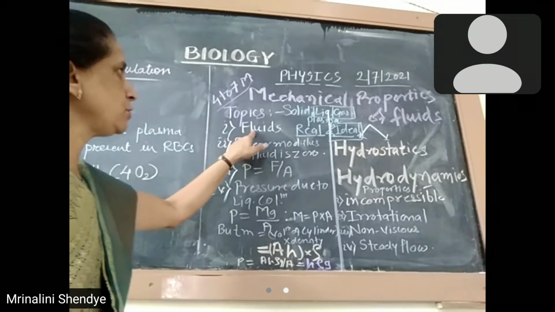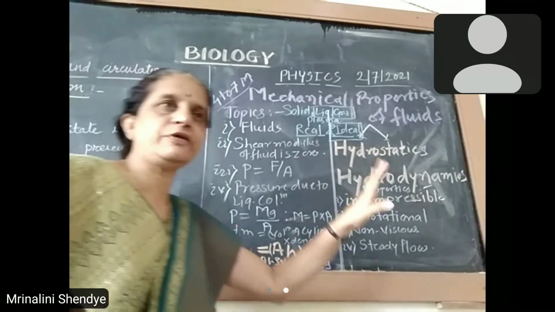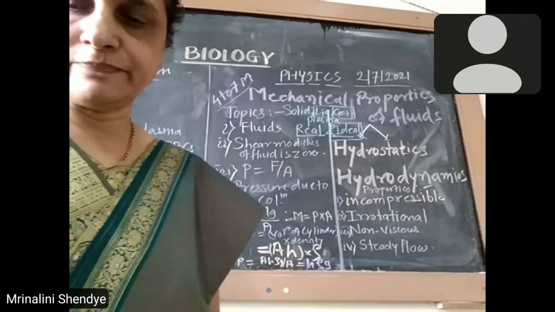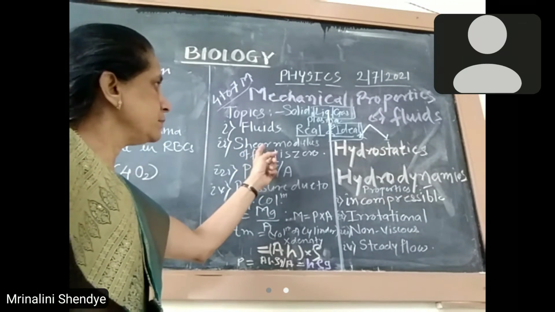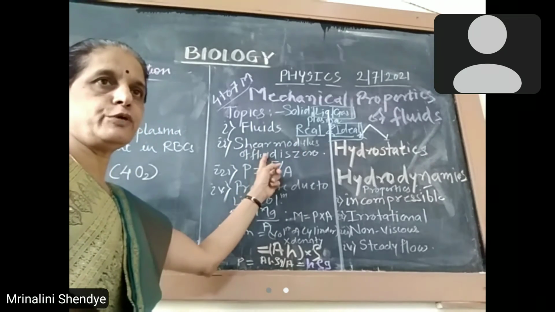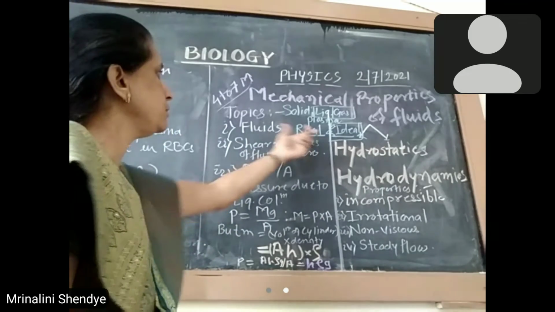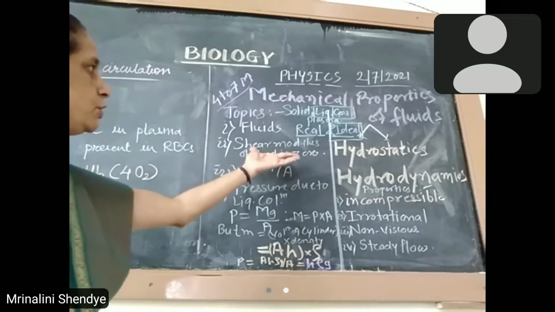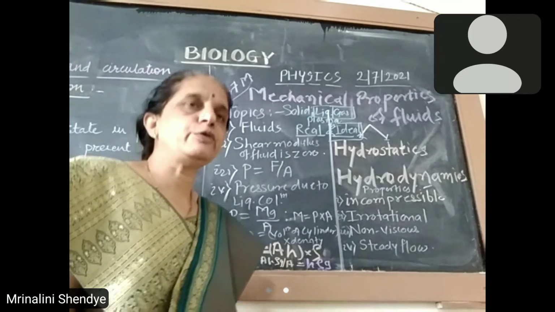And for ideal fluids, what are the properties that we can see? First of all, what is a fluid? A substance which can flow is called a fluid. Now we can see the shear modulus of a fluid. The second point you must know about an ideal fluid is this: what is the shear modulus for a fluid? The shear modulus for a fluid is 0.